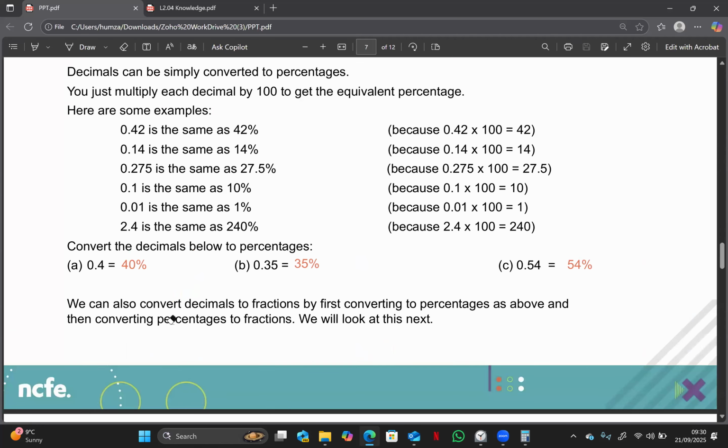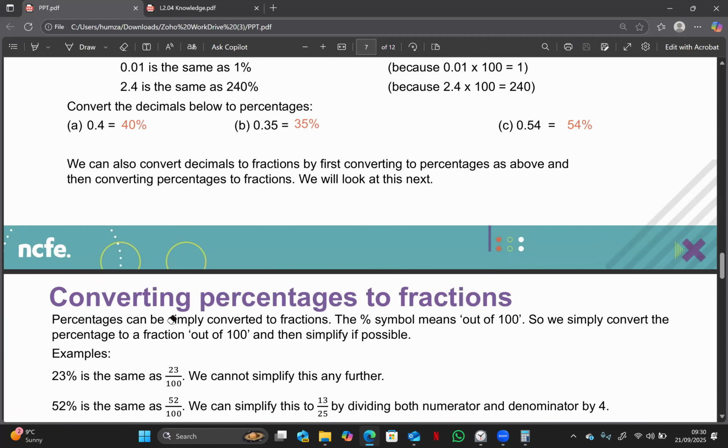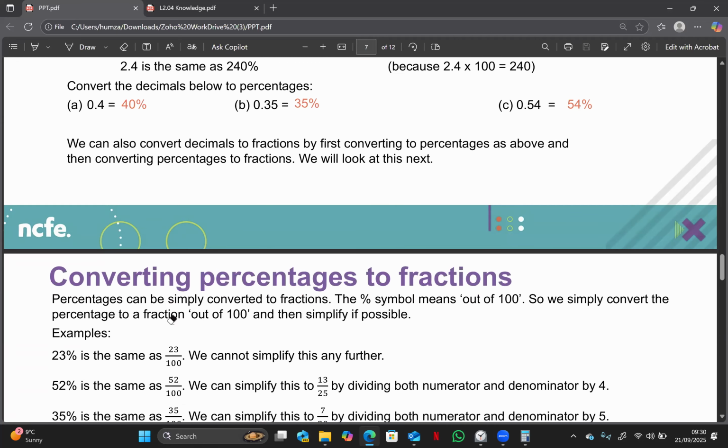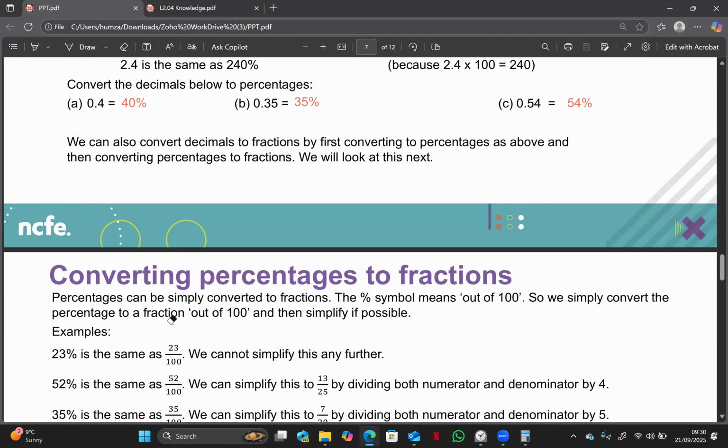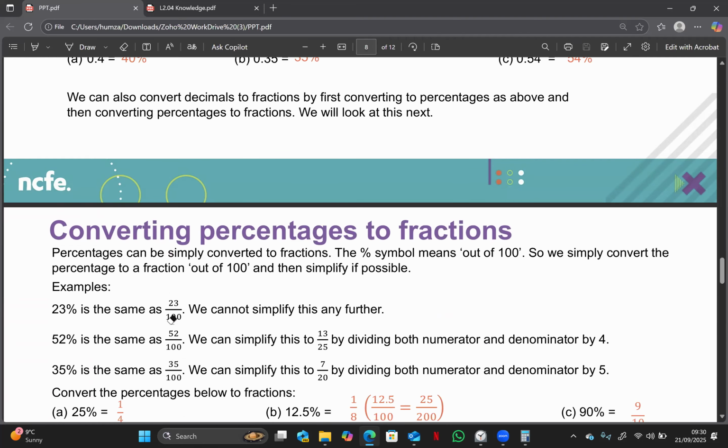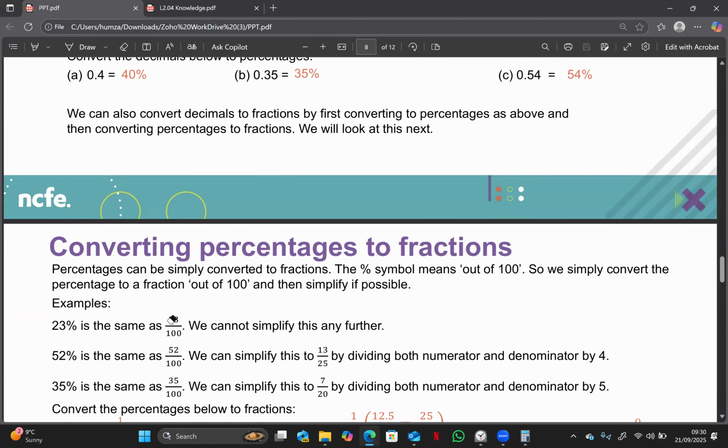So we can also convert decimals to fractions by first converting to percentages as above, then converting percentages to fractions. We will look at this next. So converting percentages to fractions: the percent symbol means out of 100, so we simply convert the percentage into a fraction out of 100, then simplify if possible. For example, 23% is the same as 23 over 100. We cannot simplify this further.